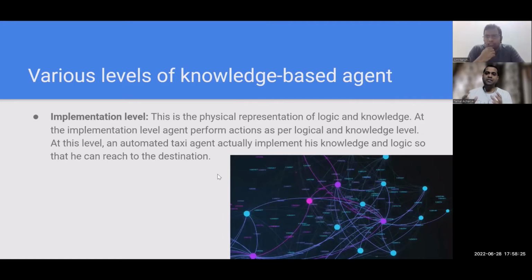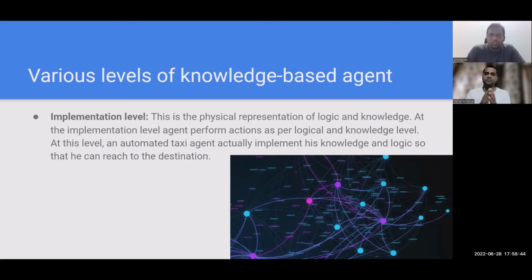Now you have the implementation level. This is the physical representation of logic and knowledge. So what you saw in the first 2 points, you're just implementing those things. This is how you represent. At the implementation level, the agent performs actions as per the logical and knowledge level, and an automated action actually implements his knowledge and logic and it reaches the destination.